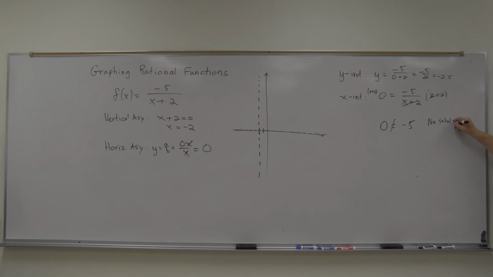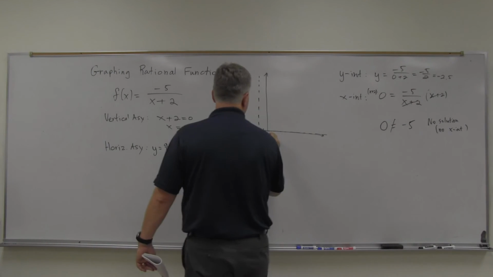So what does that mean as far as x-intercept? There's no x-intercept. It's not going to cross the x-axis in this case. That's where the asymptote is. The horizontal asymptote. Right, you've got a horizontal asymptote at 0. We'll talk about crossing the horizontal asymptote here in a second. All right, so there's no x-intercept. The y-intercept's -2.5.